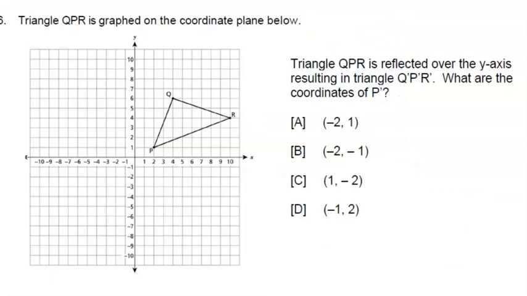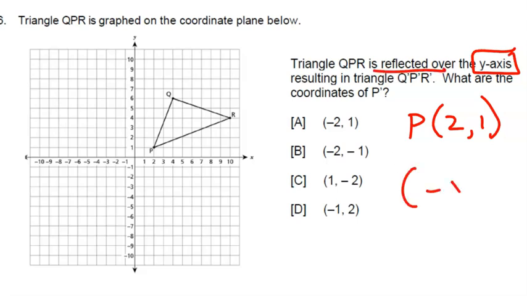Number 5. If this triangle QPR is reflected over the y-axis and becomes a new triangle Q prime, P prime, R prime, what are the coordinates of P prime? Well, let's take a look at the original P point. P was originally 2, 1. And when you reflect over the y-axis, you change the sign of x. So P prime would be -2, 1.